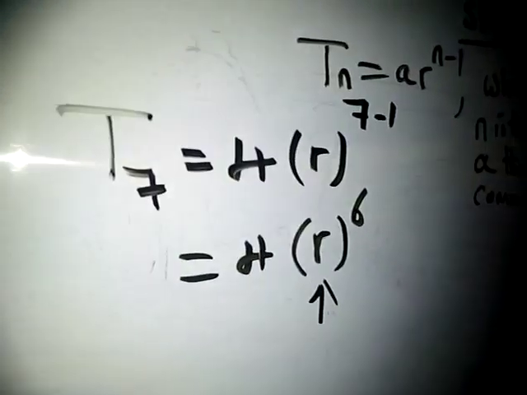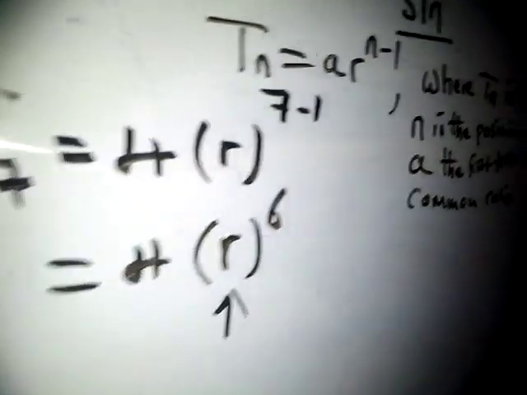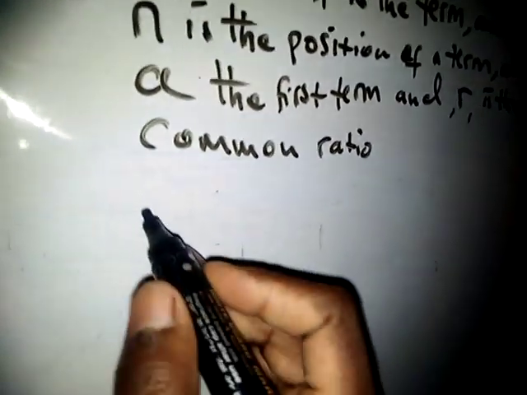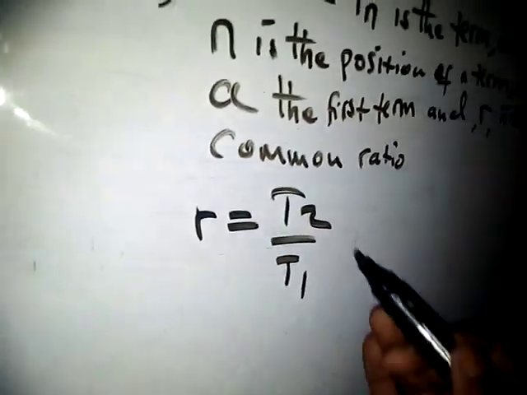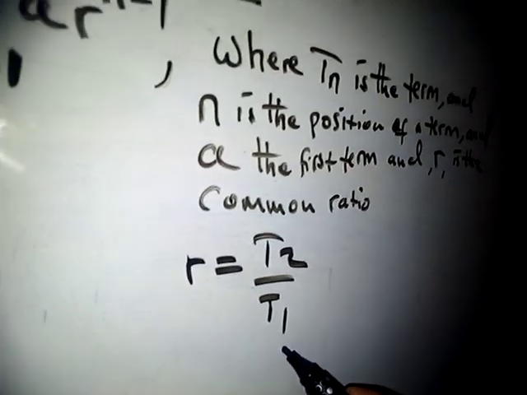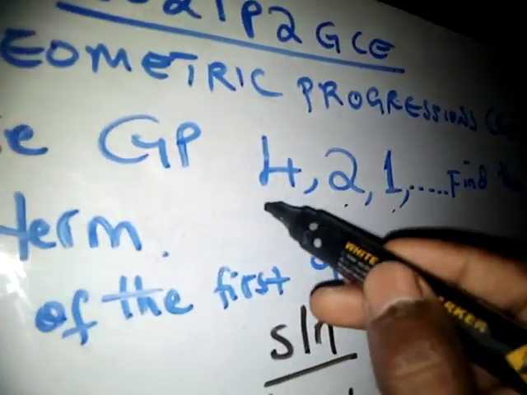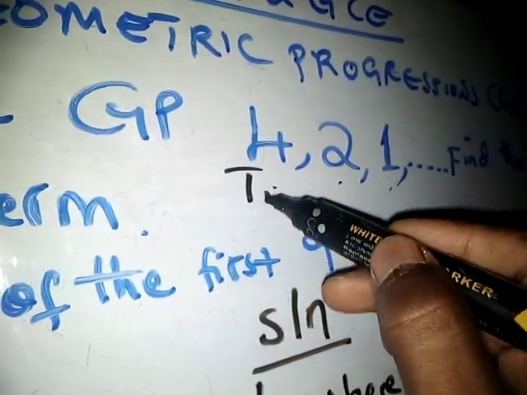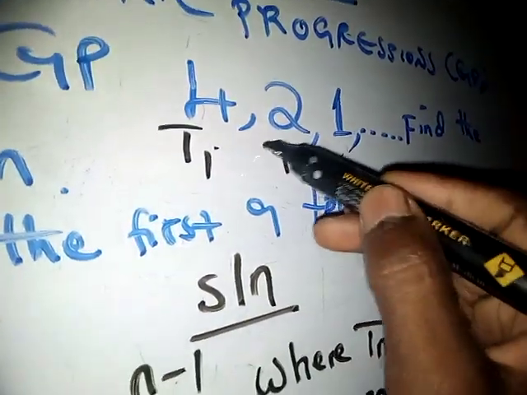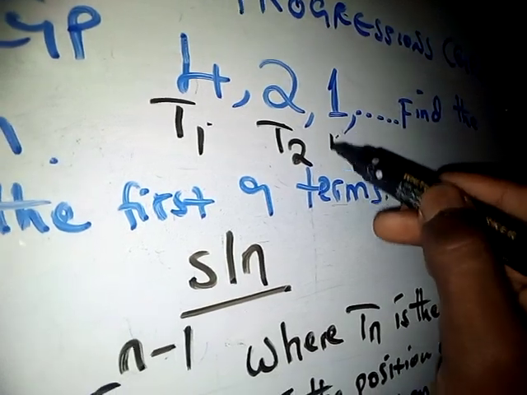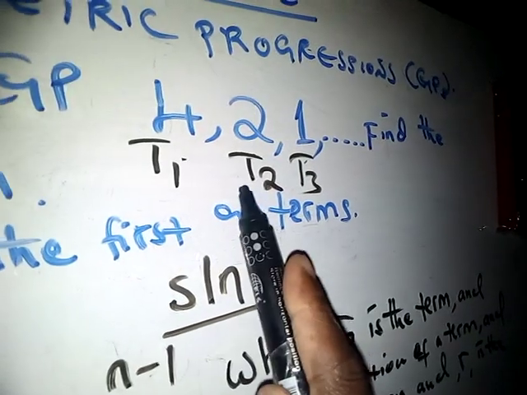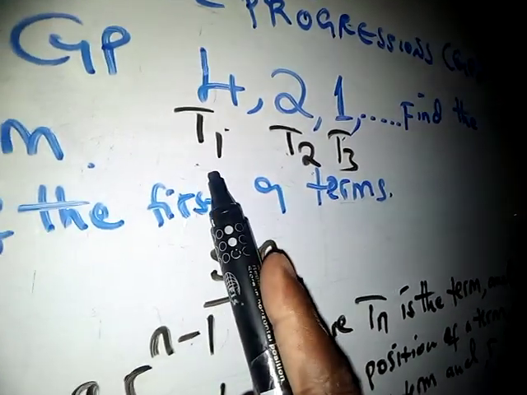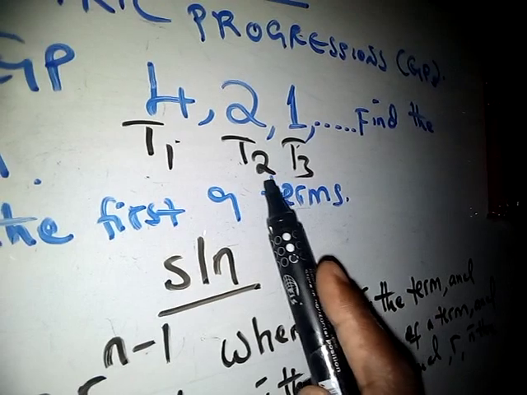Now, how do you find R? Well, R is basically the common ratio, which is computed by saying R equals T2 over T1, a term divided by the previous one. In this case, we have the number 4 as our first term, T1, number 2 as our second term, T2, and number 1 as our third term, T3. So for us to find the common ratio, we can say T2 divided by T1 or T3 divided by T2.